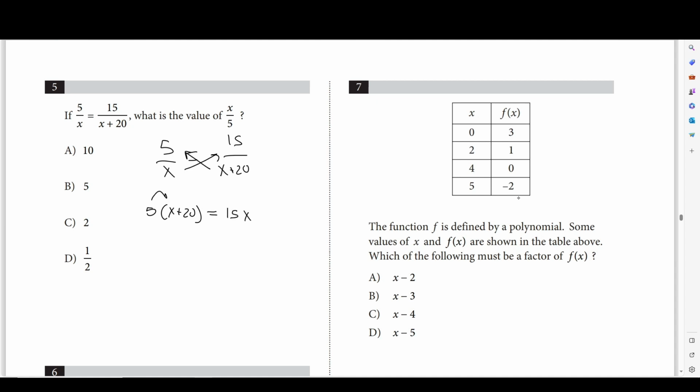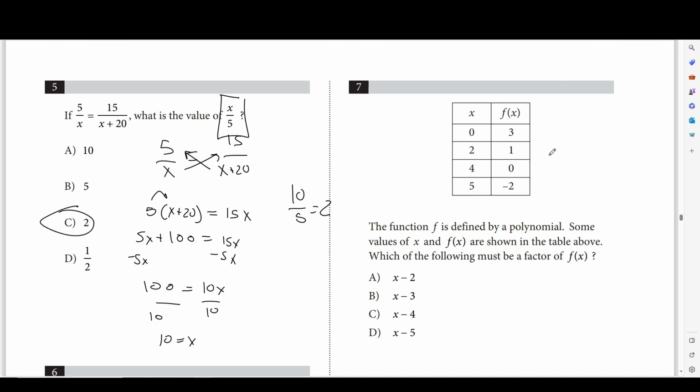I'm going to expand this. 5 times x plus 20 is equal to 5x plus 5 times 20, which is 100. And this is equal to 15x. I'm going to subtract 5x on both sides, and I'm going to be left with 100 is equal to 10x. I'm going to divide by 10 on both sides. I know that x is equal to 10, but it doesn't stop there. Remember, it's asking us for x over 5. So if I know that x is 10, 10 divided by 5 is equal to 2, which is choice C.